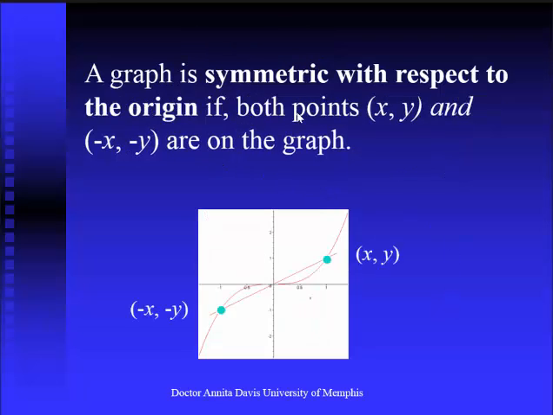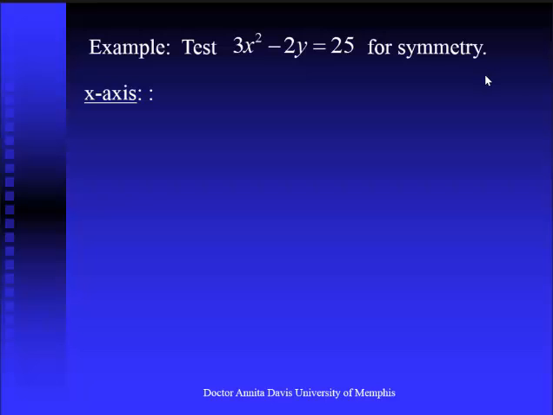Now, a graph is symmetric with respect to the origin if both points (x, y) and (negative x, negative y) are on the graph. In this case, we see both (x, y) and (negative x, negative y) are on the graph. This is the graph of the equation y equals x cubed. For example, let's test the equation 3x squared minus 2y equals 25 for symmetry.